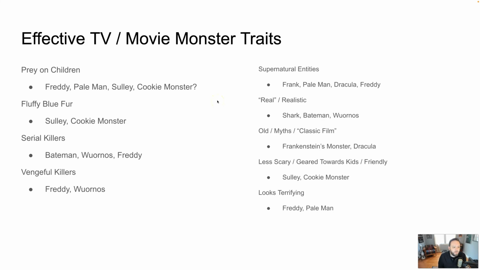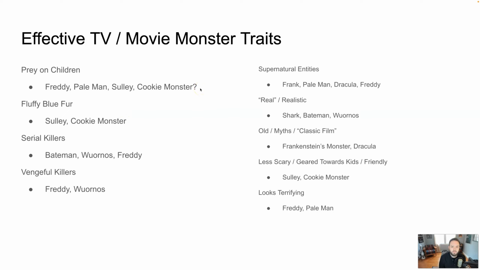Okay, so moving on, here are a couple of ways that students in the past have put these monsters into categories. So they looked at, do they prey on children? And some folks said, okay, well, clearly Freddy Kreuger and the Pale Man and Sulley do. Does the Cookie Monster also maybe prey on children? At least targeted towards children. I don't know. We could think about that.